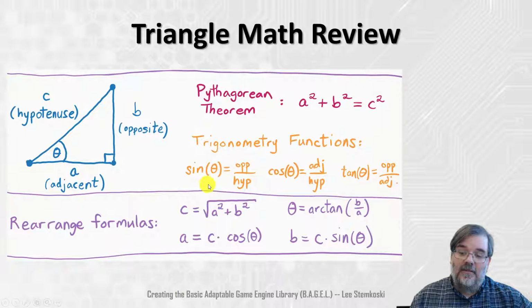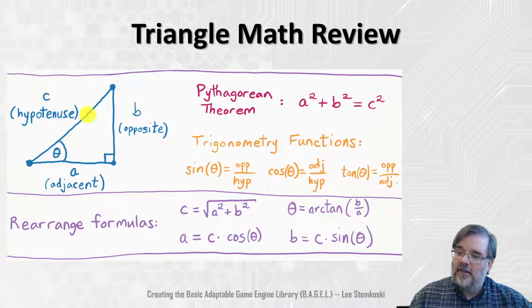Specifically, the sine function, sine of theta, is defined to be the length of the opposite side divided by the length of the hypotenuse. The cosine function is defined to be the length of the adjacent side divided by the length of the hypotenuse. And the tangent of that angle is defined to be the length of the opposite side divided by the length of the adjacent side. Now, these will become very useful because often when we're given some information about a triangle, we'll want to learn about other parts of that triangle.